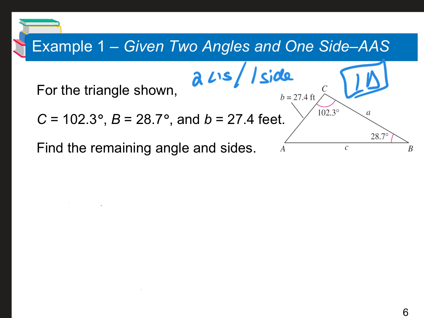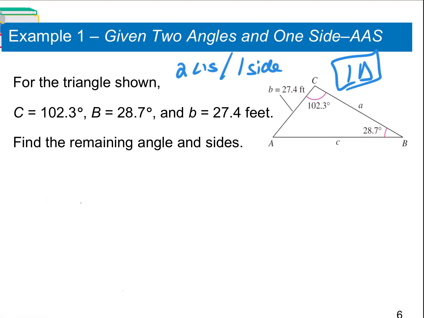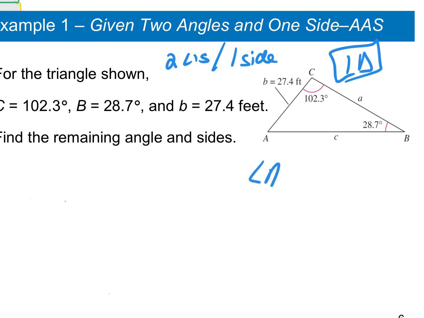It's going to say solve the triangle, so you have to figure out what's missing. What angle is missing? Angle A, okay. And what sides are missing? C and A, you said? Okay. So C and A. Those are the pieces of information we have to find.